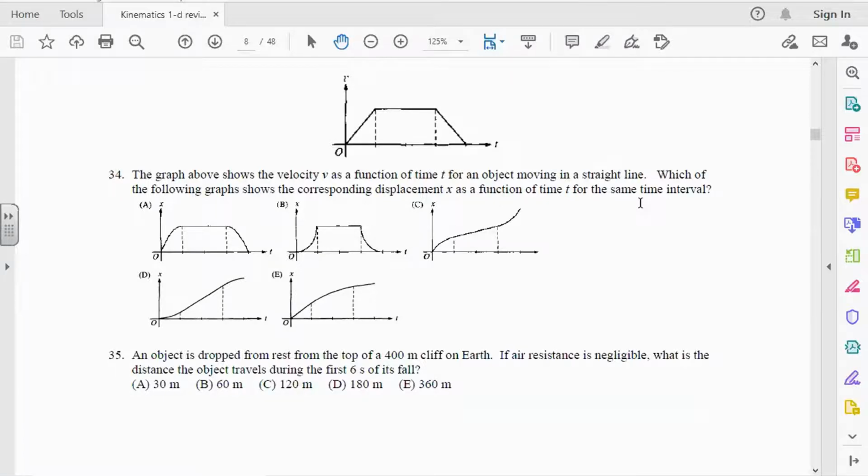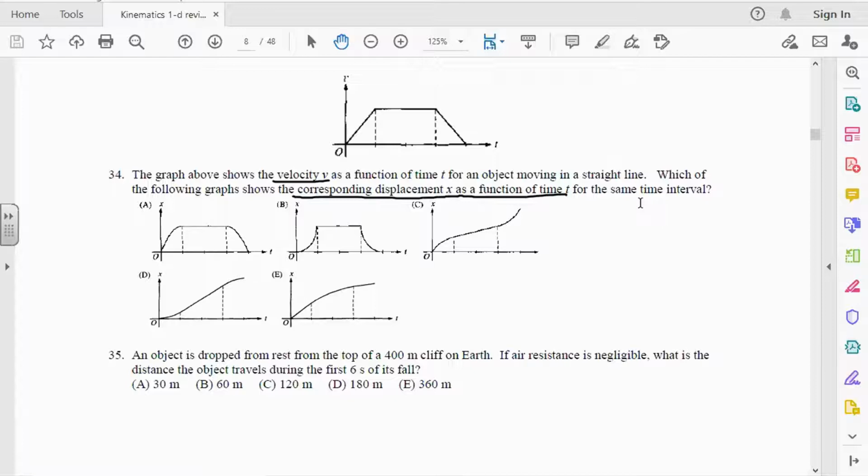So you're given the velocity time graph, and we want to know which corresponding displacement, x as a function of time, looks best with this. So the first thing we have to do is interpret what's going on in our velocity time graph. I look at my graph and I can see that because it is always above the time axis, it never drops below, that means it is always moving in the same direction.